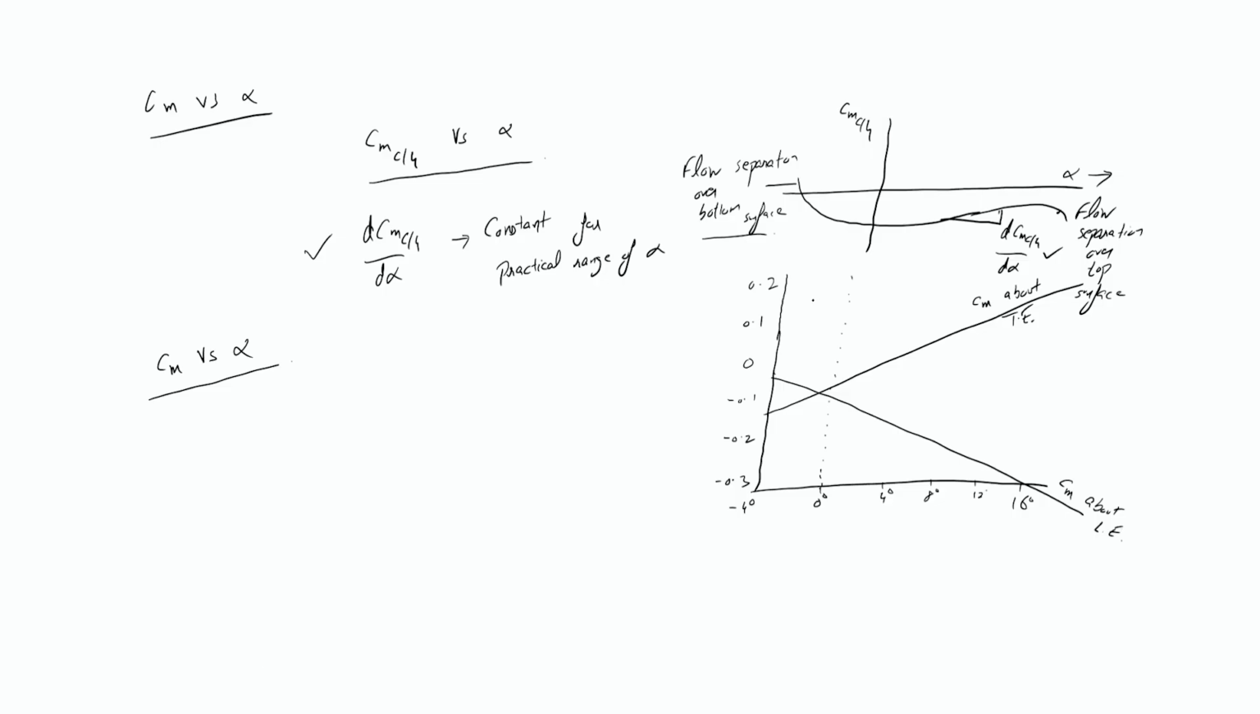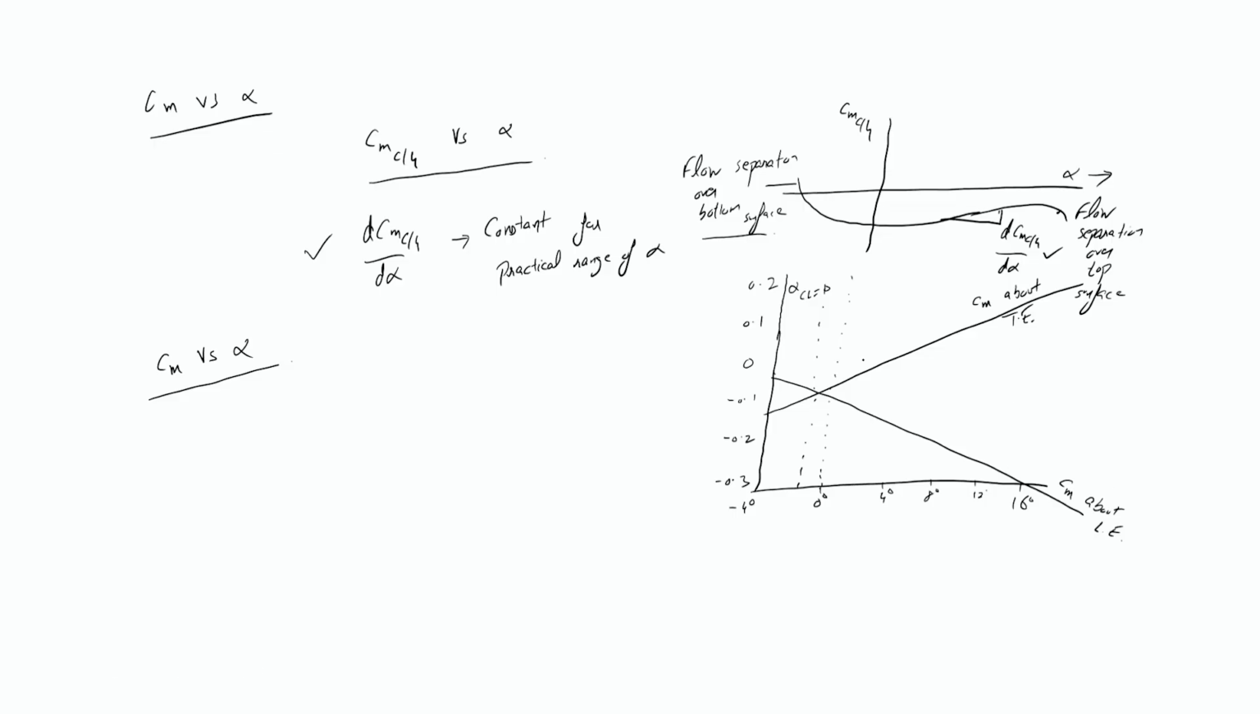Alright, and the point of intersection here is the alpha at which Cl equals 0. Now notice here, even at 0 degrees angle of attack, we have a negative moment. So this is for a positive cambered airfoil. Even at 0 degrees angle of attack, we have a negative moment, whether you consider the moment about the trailing edge or the moment about the leading edge.